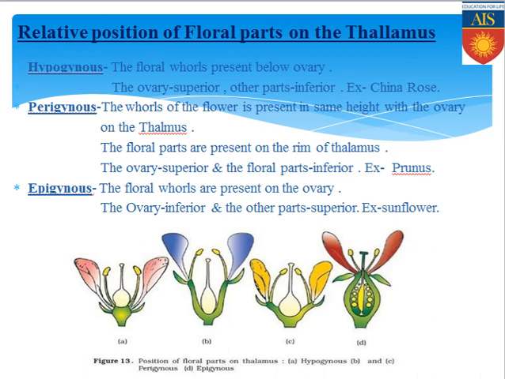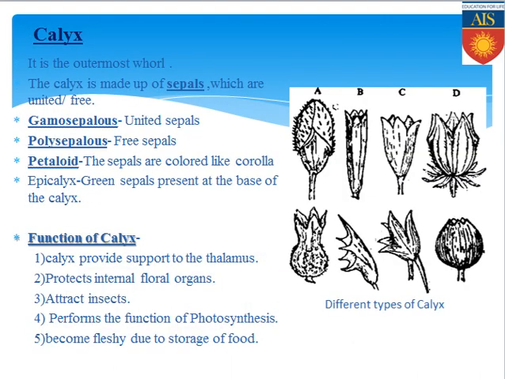Now we are just entering into the next floral whorl. So the first floral whorl, rather we can say, is the calyx, because we have discussed various kinds of flowers but have not discussed each and every floral whorl. So now we will be discussing each and every floral whorl. The first floral whorl, we all know, is the calyx. It is the outermost whorl, we all know.